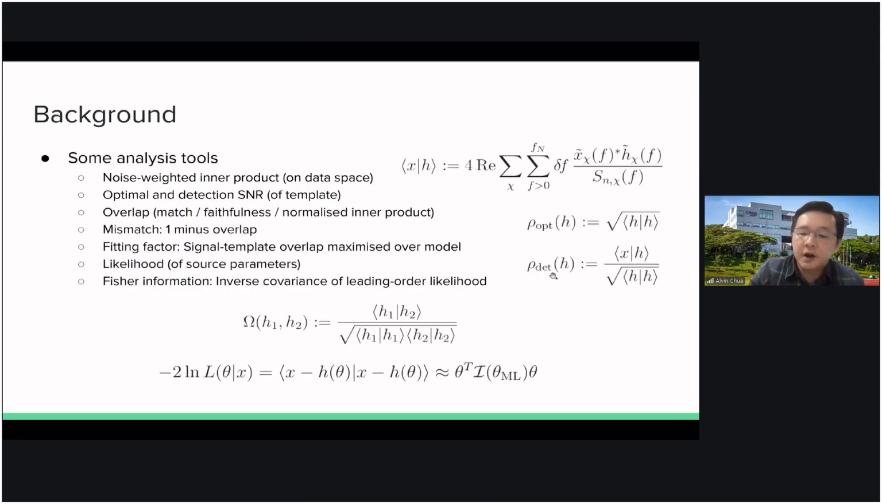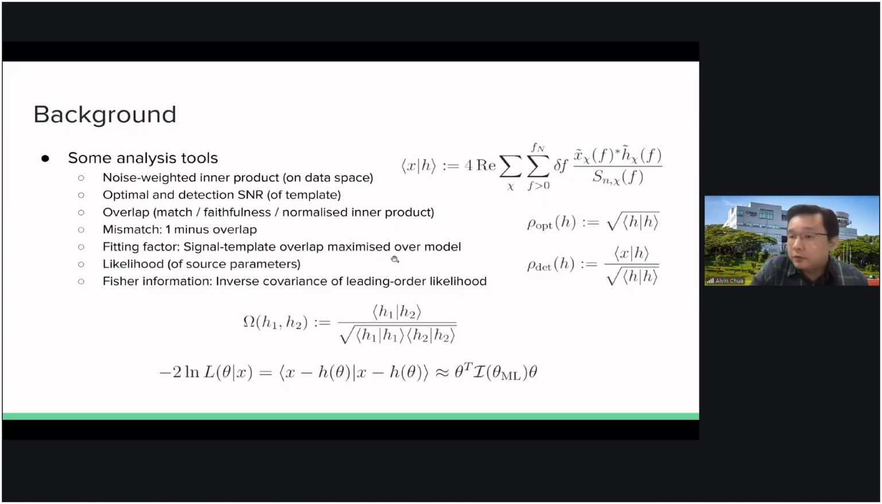And the detection SNR is the scalar projection of the data X onto the template. We'll need the overlap, right? So here I'm using the term overlap. I define it here. It has many different names in the literature for historical reasons. It's also known as the match. Sometimes it's known as the faithfulness, but really what it is, is this inner product, but normalized.